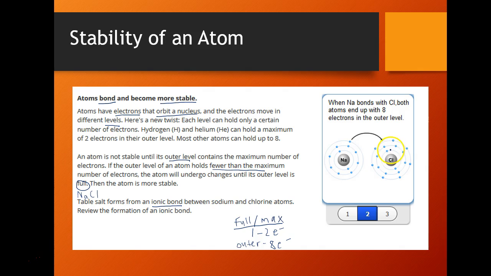Before they formed that ionic bond, sodium had 1 electron in its outer level, and chloride had 7. And so the easiest way to make both of these atoms stable is if sodium loses 1, because its next level already has 8, and chloride gains 1. If chloride gains 1, then that would make it 8 valence electrons on the outside, making it stable.